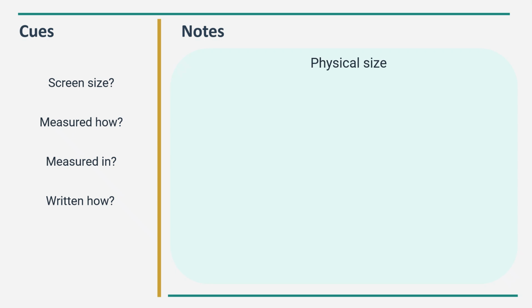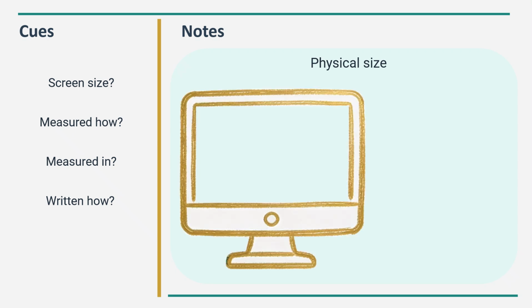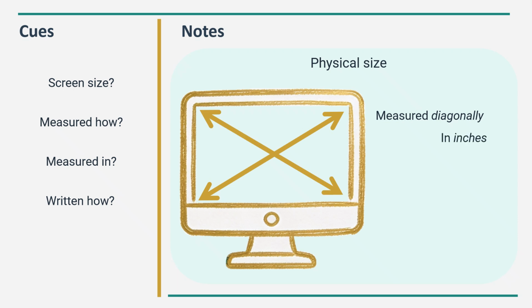The only measurement that looks at the physical size of the screen is screen size, and this is measured diagonally from side to side in inches. Two examples are given, such as 13.3 inches or 24 inches. You need to know both methods of writing and be able to distinguish between the two.